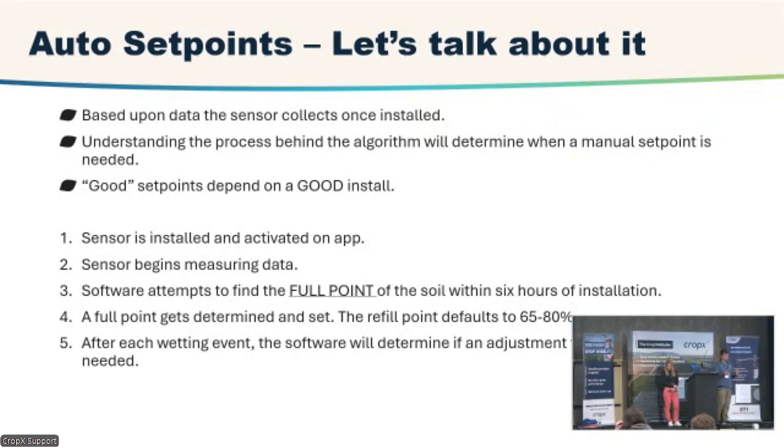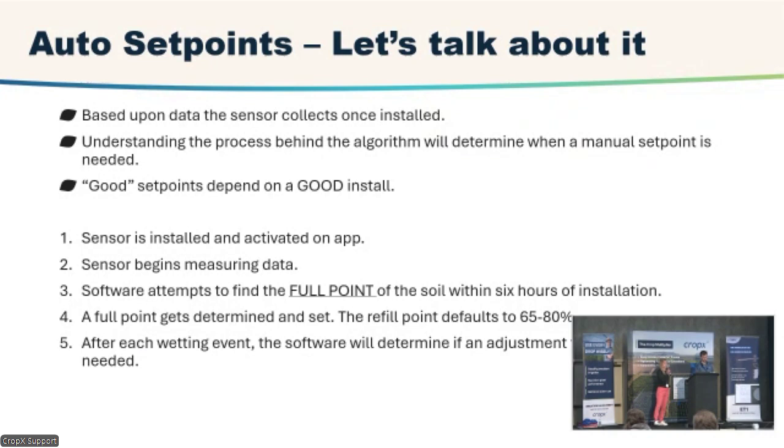Obviously, good set points are dependent upon a good install. That's where it all starts. We need good data. I'll just add a point to that. Good set points depend on a good install. You should be able to tell pretty much right away when you get that initial good news, your sensor is online, this is what your VWCs look like. You should be able to tell from that text message or notification if you're in the ballpark of a good install or not.